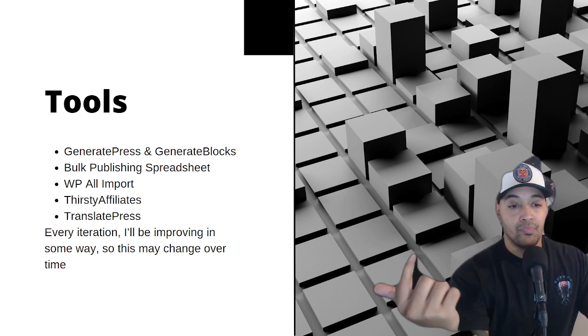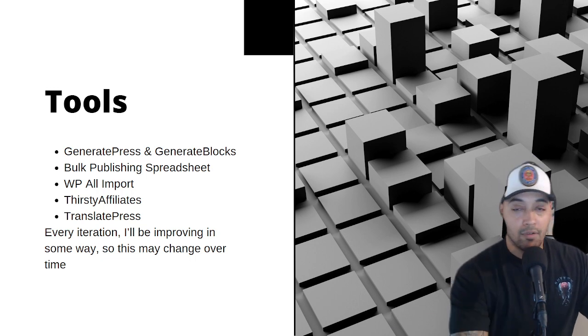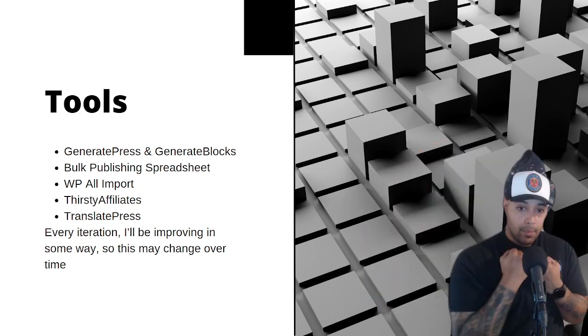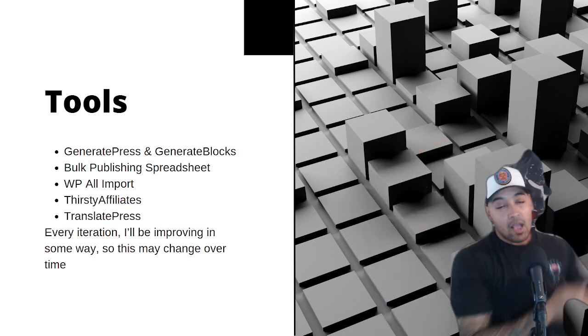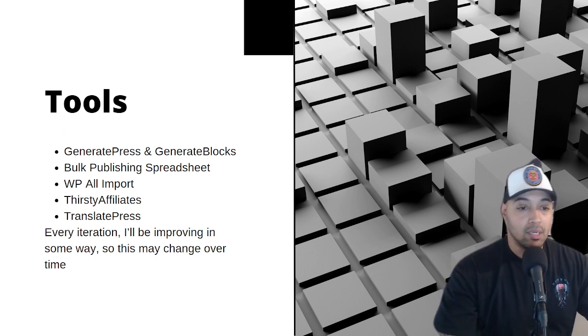Thirsty Affiliates is what I use, less for cloaking and more just for affiliate link management, because I can export from one site, bloop, and I can import it on another, and boom, it's all there. However many links I have, they're all there.